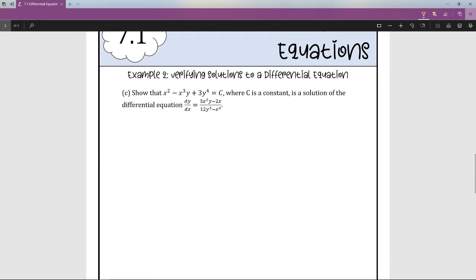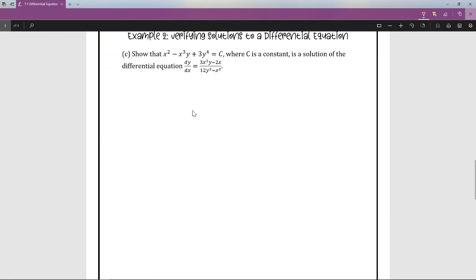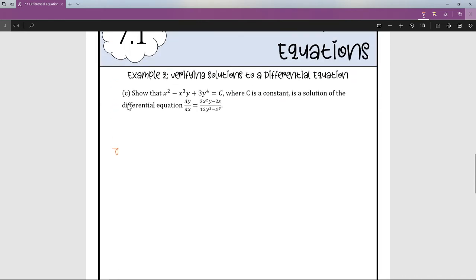Example 2, verifying solutions to a differential equation. We're continuing the last example with this last one. So here it tells you to show, and I'm just going to go ahead and write y. I'm going to write that y equals x squared minus x to the third y plus 3 y to the fourth, and it just equals some constant. It's kind of like saying that, because it's going to turn into 0 later, it is a solution to this differential equation.